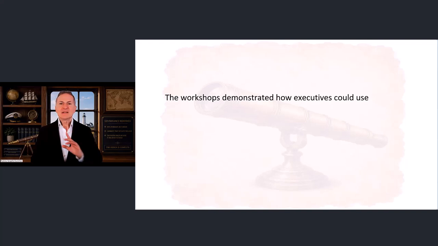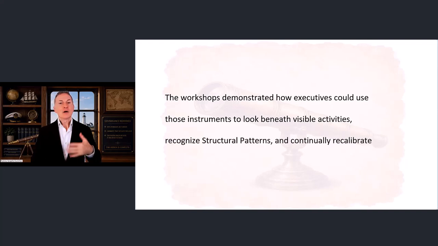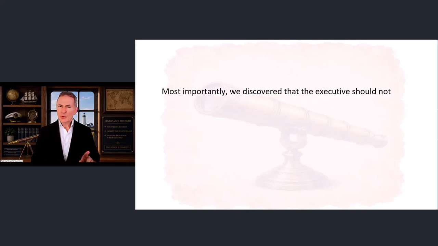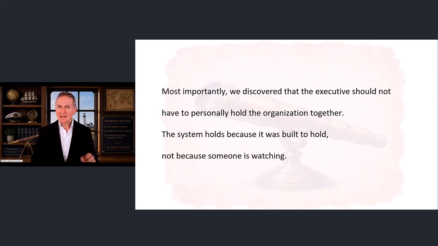The workshops demonstrated how executives could use those instruments to look beneath visible activities, recognize structural patterns, and continually recalibrate as the organization changed. Most importantly, we discovered that the executive should not have to personally hold the organization together. The system holds it because it was built to hold, not because someone is watching.